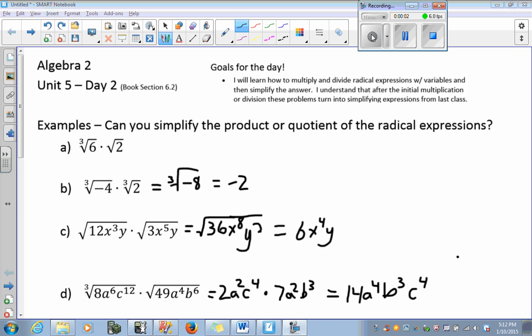Okay, good morning class. Today we're going to cover simplifying radicals and expressions with multiplication and division.